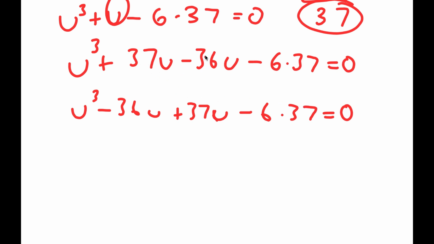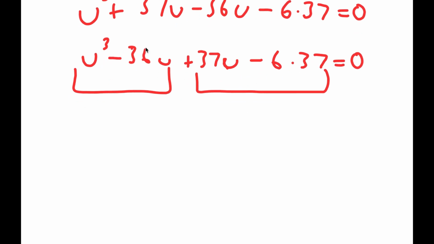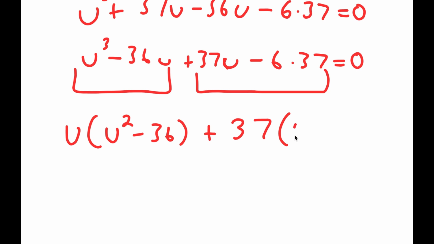So I just switched the order of 37u and 36u, and the reason I did that was because now I can factor by grouping. So I'm going to factor from u to the power of 3 minus 36u and 37u minus 6 times 37. From u to the power of 3 minus 36u, the greatest common factor is u. So I have u times u squared minus 36. And from 37u minus 6 times 37, the greatest common factor is 37. So I get 37 times u minus 6 is equal to 0.